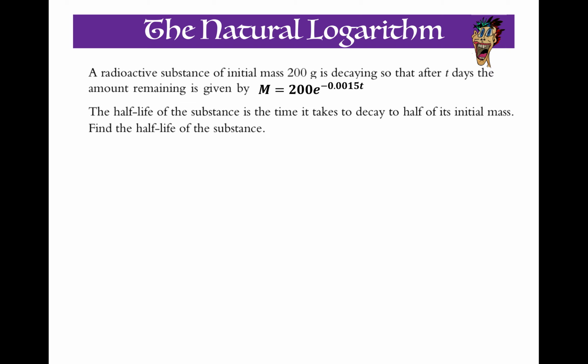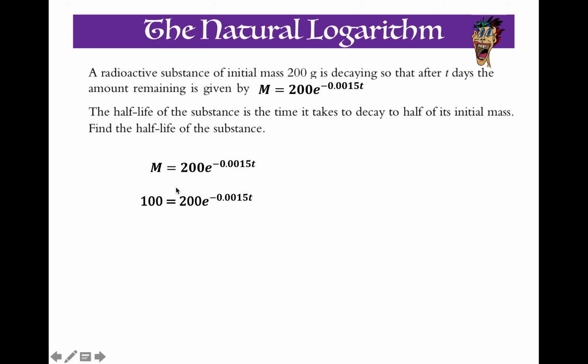Second example. A radioactive substance of initial mass 200 grams is decaying, so that after t days, the amount remaining is given by this formula here. The half-life of a substance is the time it takes to decay to half its initial mass. The question here is find the half-life of this substance. So we know that the initial mass was 200, so half of that is going to be 100. And we need to now find a value of t.